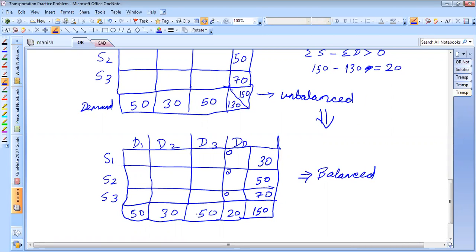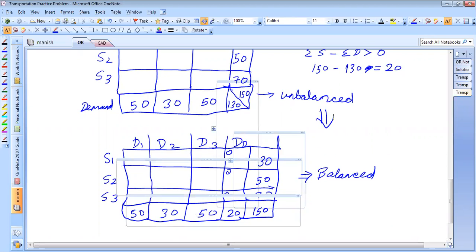Is it clear, students? Very simple thing. Any problems in this? No, sir. Okay, I hope this is done. Then let us just take one example. In the next class, we'll start with the modified distribution method, which is known as the MODI method. So let me just take one example quickly.